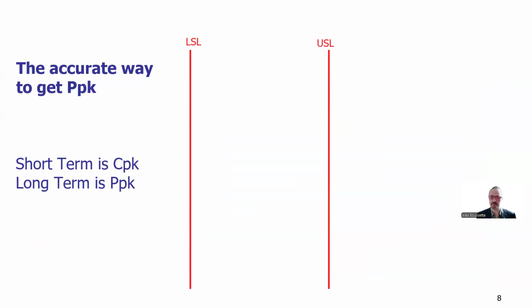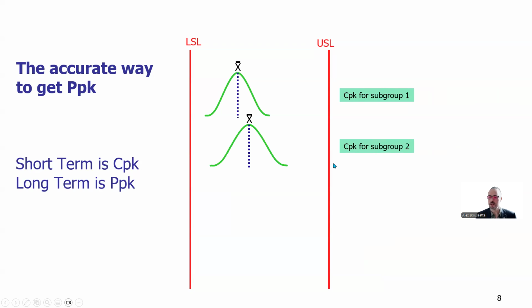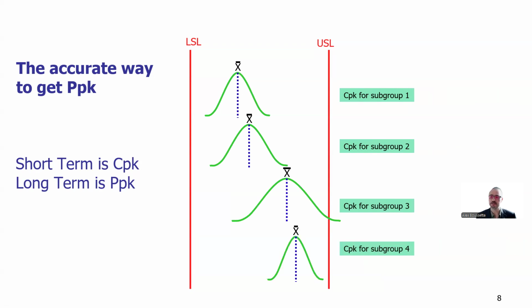So the accurate way to get Ppk, let's talk about it and we will demonstrate. First of all, we would calculate Cpk based on a sample or a subgroup that we take in a specific week or specific month. So we would get a Cpk for subgroup 1. Then the next month, we take another data set, another sample, so we can calculate the Cpk for that other subgroup. We can do this for all the different subgroups. And then we can calculate the typical Cpk, the average performance in a given month.